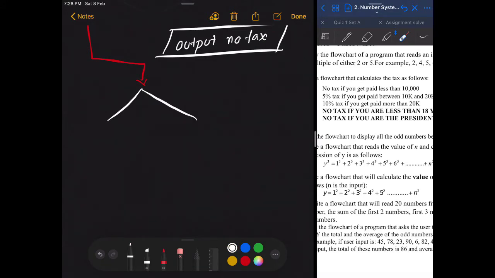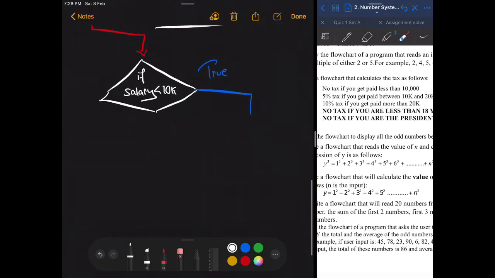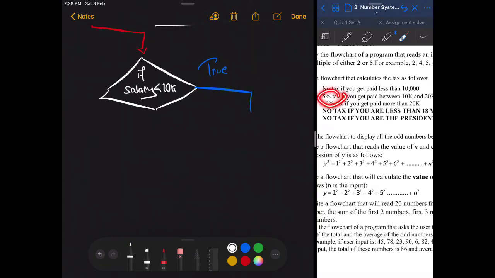However, we need to calculate how much tax that person would give. So we need to find out his income range. So if salary is less than 10,000, so I'm going to write 10k here. If that is true, he would be giving 5% tax, which is mentioned in the question. So we need to calculate how much 5% tax is.